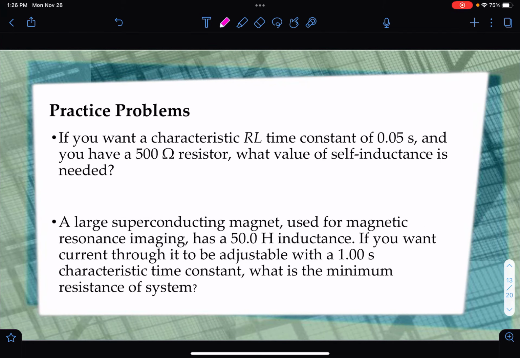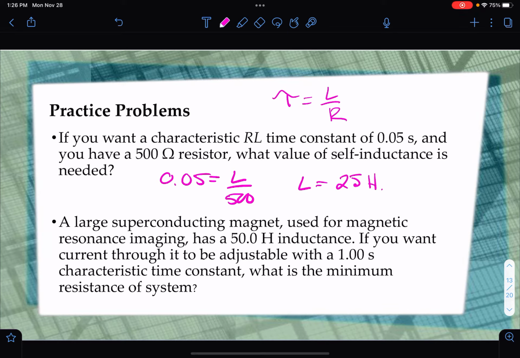Okay, so I've got several little practice problems here. This first one is just looking at this equation here, that our tau is going to be L over R. If you want a characteristic RL time constant of 0.05 seconds and you have a 500 ohm resistor, what's the value of the self-inductance needed? So we're just setting that up like this. Your L should be about 25 henries.